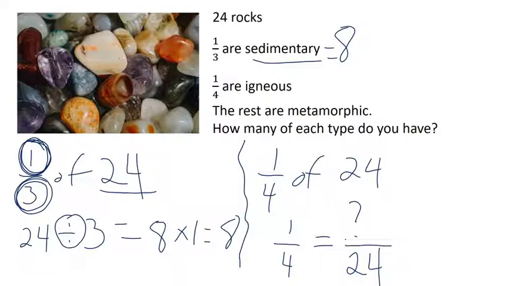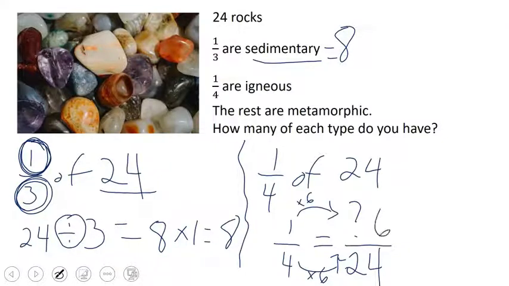And we can use our knowledge of equivalent fractions to solve. 4 times what will give me 24? Well, we'd know we'd have to multiply by 6. So we'd say 4 times 6 gives me 24. So if I multiplied by 6 on my denominators, I have to do the same thing on my numerators, and I would find that 1 times 6 is 6. So that 6 tells me that 6 out of 24 rocks are igneous.